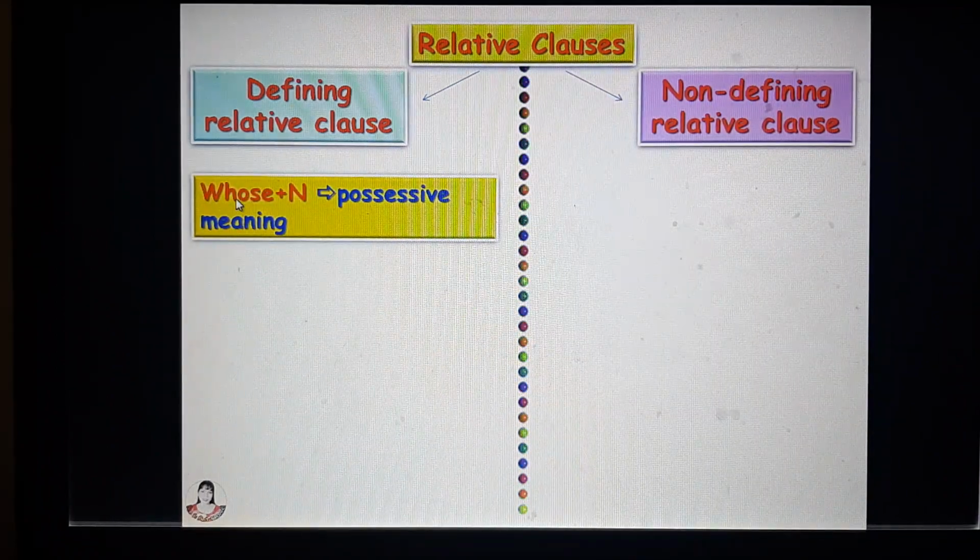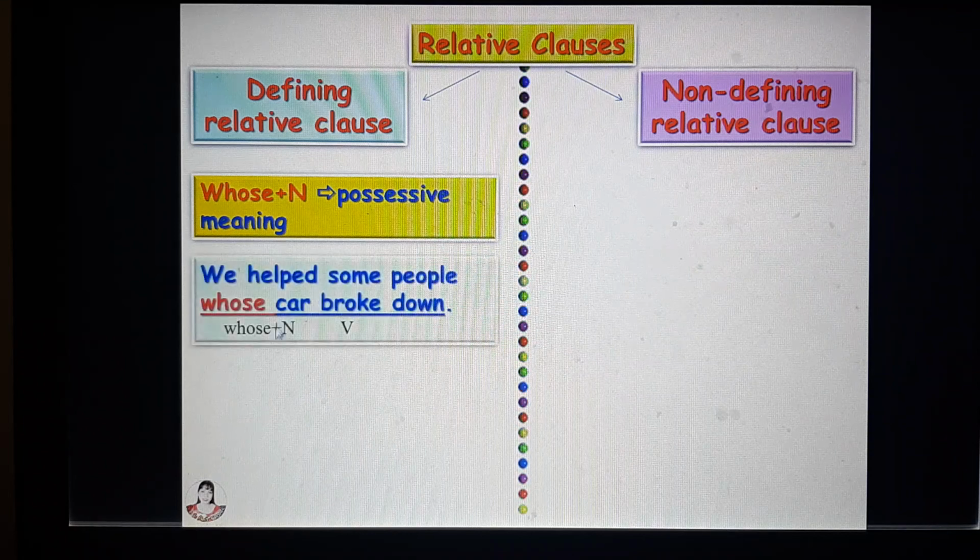We use whose for possessive meaning. We have some people whose car broke down. People, whose car; whose comes after people. Whose car broke down is a defining relative clause with possessive meaning.